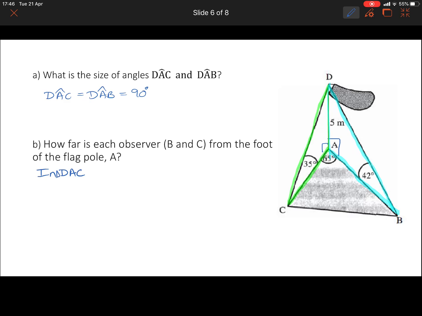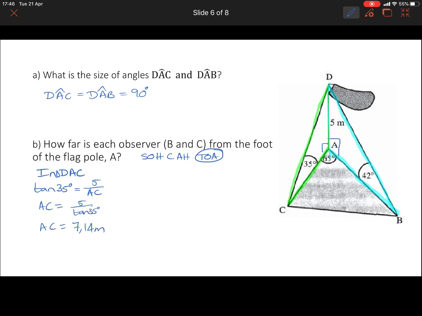And in triangle DAC, because it's a right angle triangle, I can use my grade 10 trigonometry, which is SOHCAHTOA. And I see from the angle, I've got the opposite side, and I'm looking for adjacent. So if I'm looking for opposite and adjacent, SOHCAHTOA tells me I'm going to use tan. So tan of 35 degrees is equal to 5 over AC, which then gives me AC is equal to 5 over tan 35 degrees.